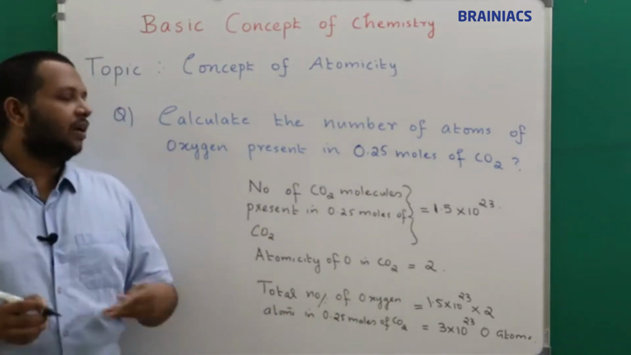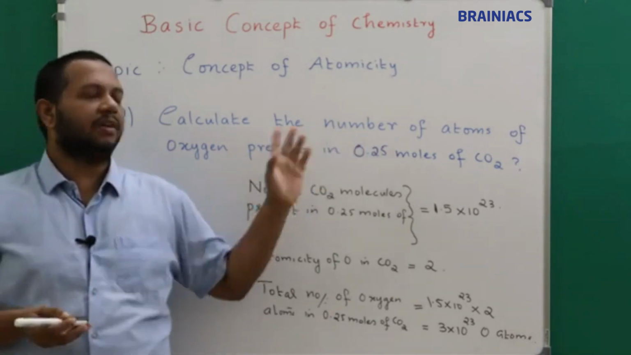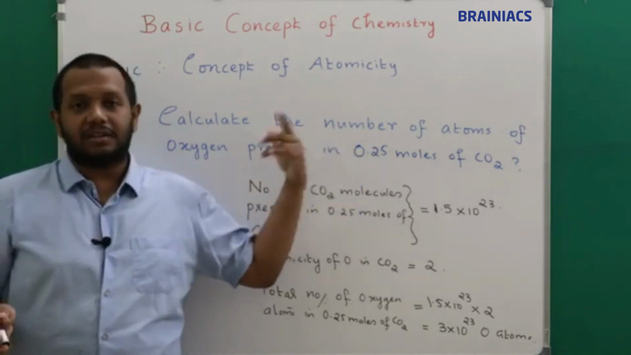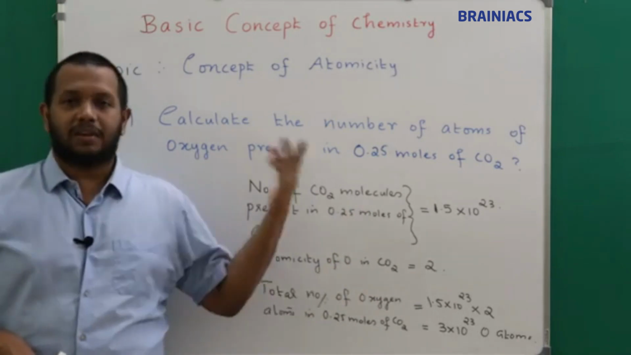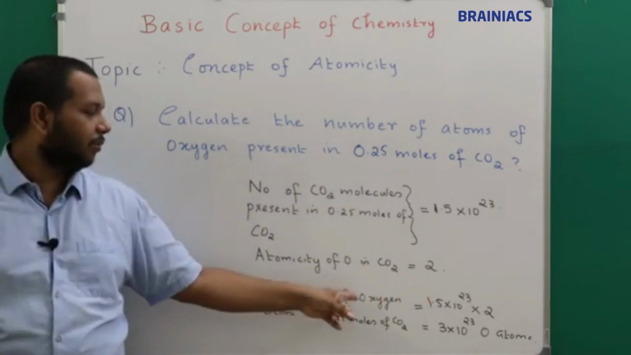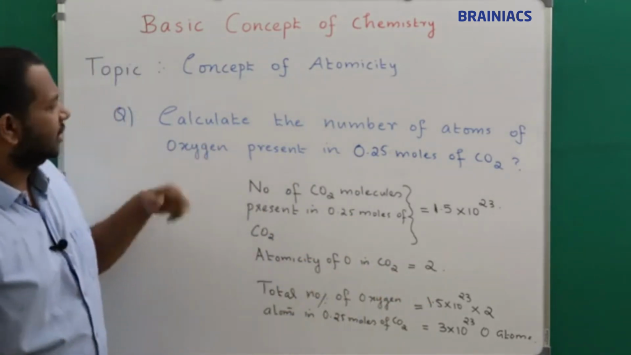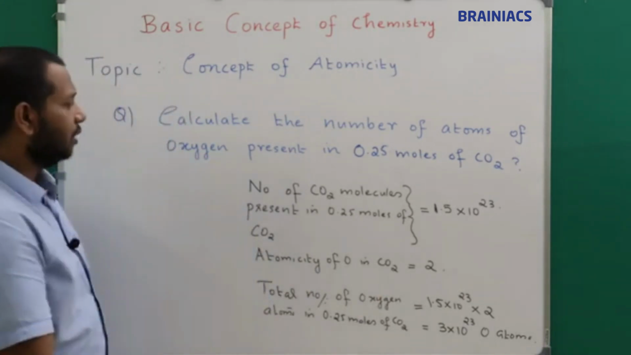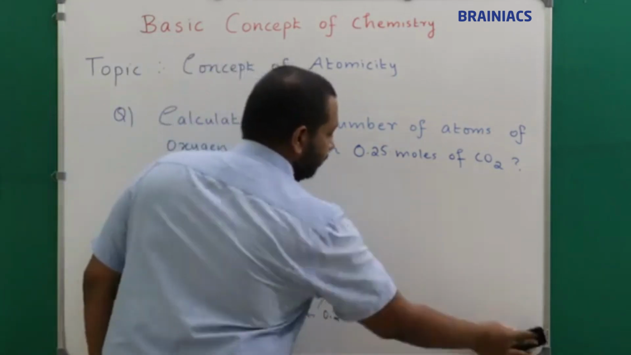So this is the way we can do it. Understood? Again I am telling the same thing: whatever they are giving here, if the number of molecules is directly given, don't do anything. Otherwise, if anything else is given, convert that into number of molecules. Then take the atomicity of the particular atom and multiply those two to get the total number of that particular atoms. Okay, so we will make a change in the next question. Instead of oxygen we will do carbon next time.